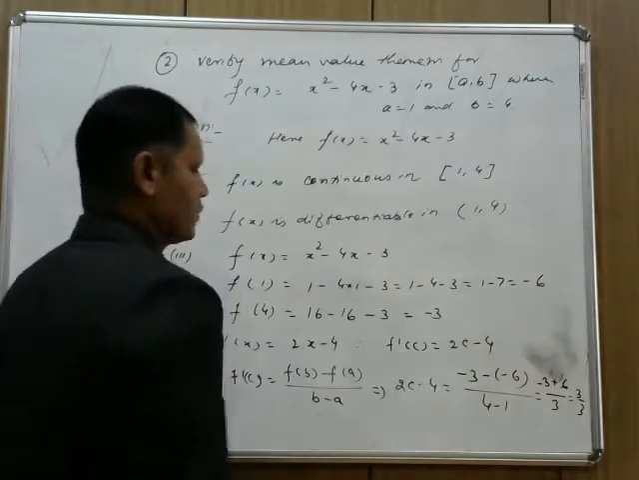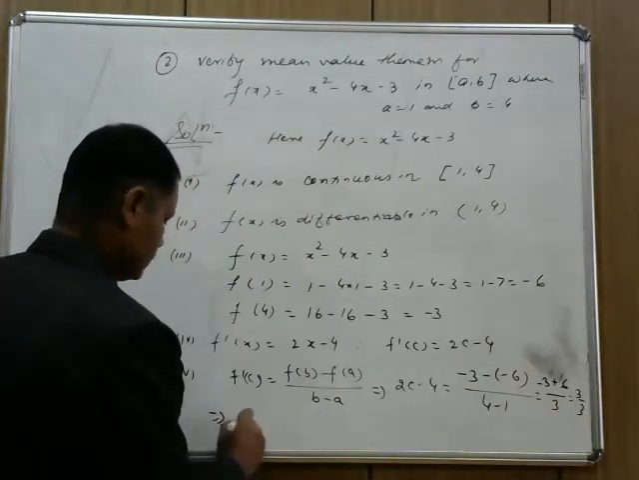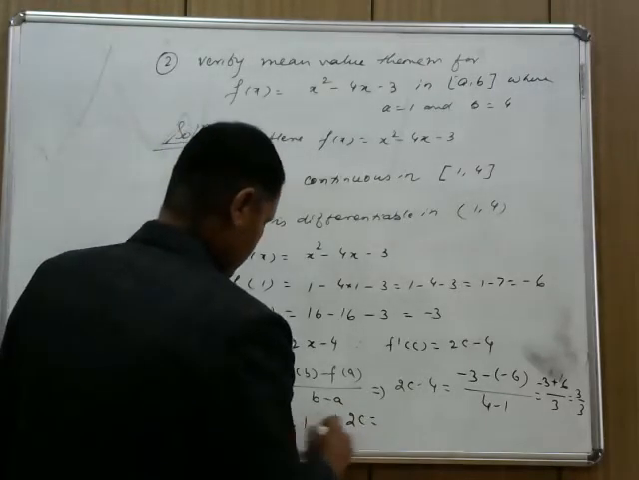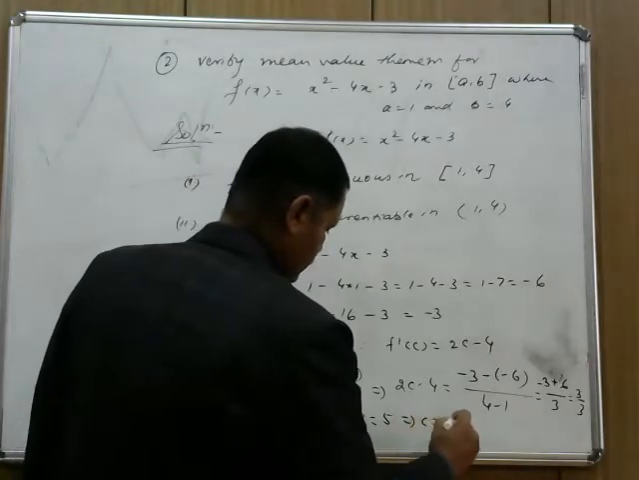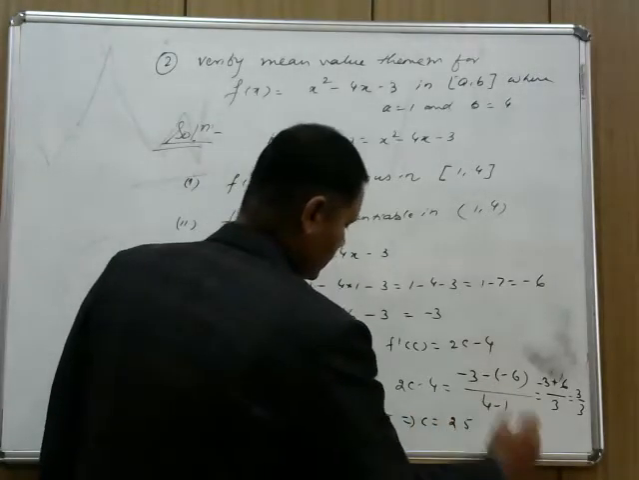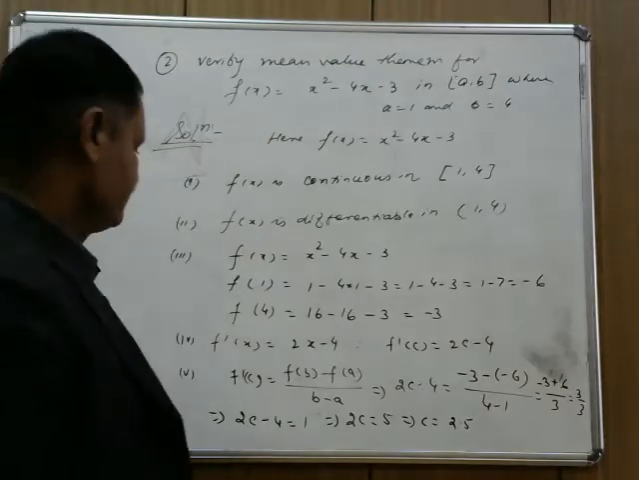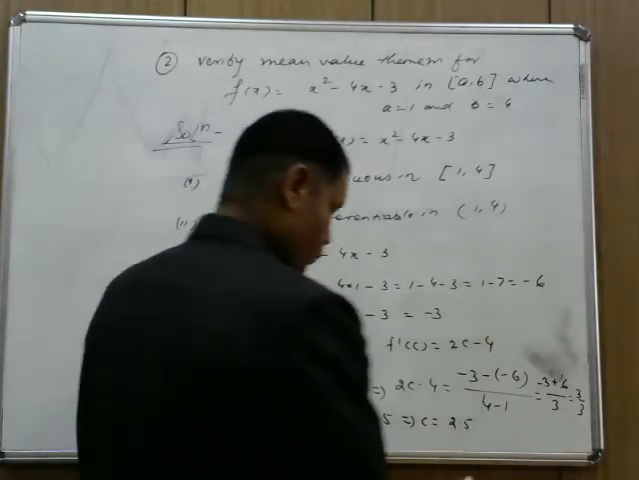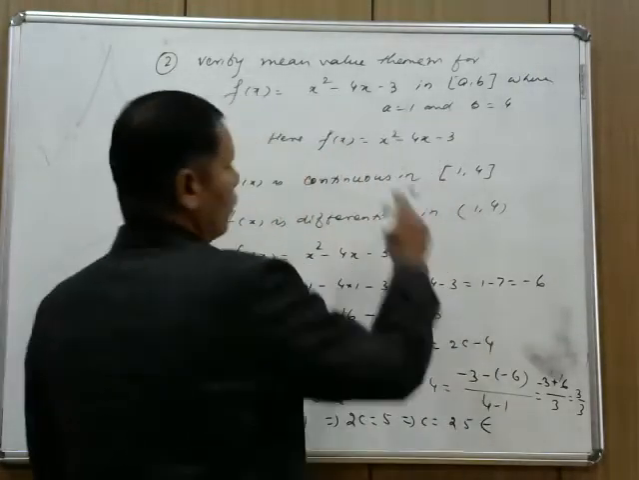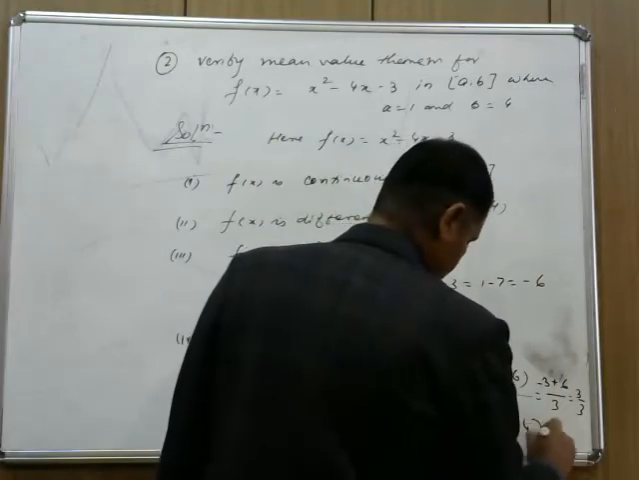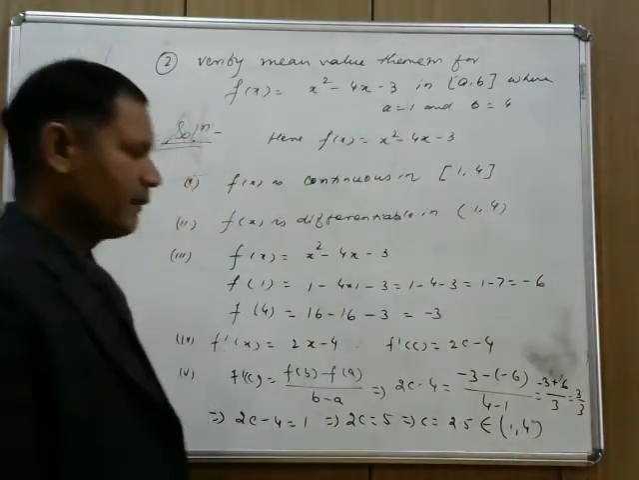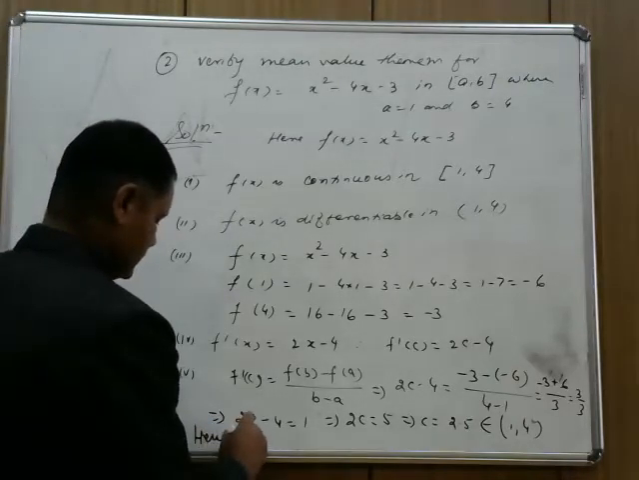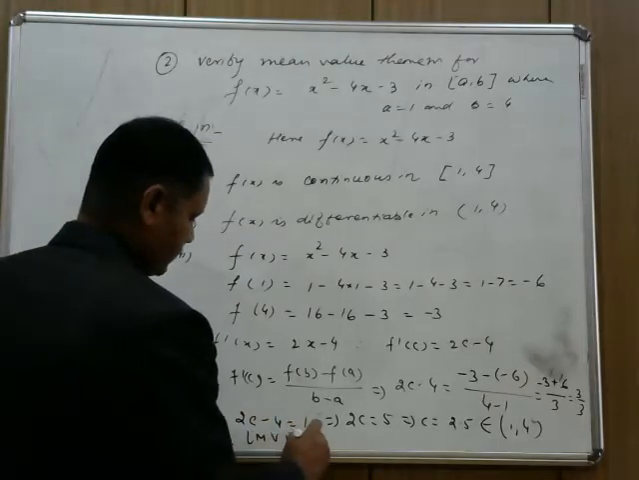So now 2c minus 4 is equal to 1. It implies that 2c is equal to 5. It implies that c is equal to 5 by 2, 2.5. Now see, 2c minus 4 is equal to 1, 2c is equal to 5, c is equal to 2.5, and 2.5 belongs to 1 and 4. Yes or no? Yes. 2.5 lies between 1 and 4, and hence LMV is verified.